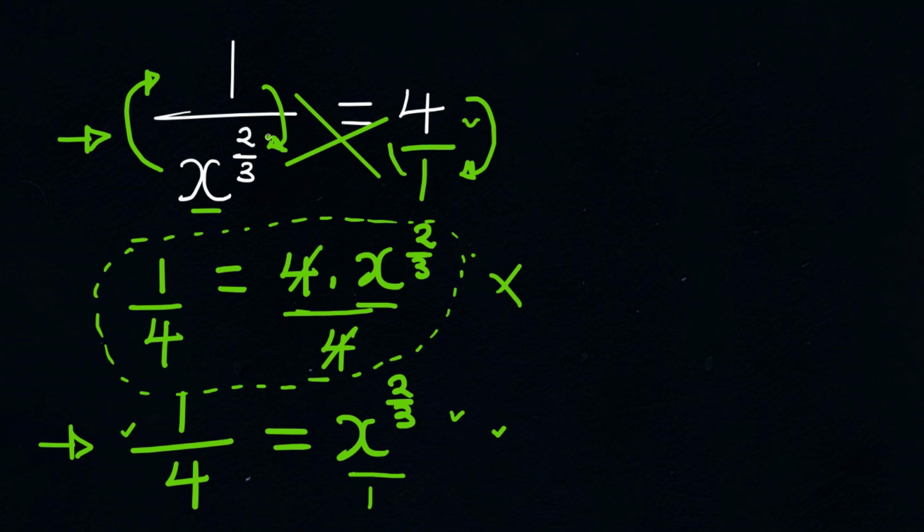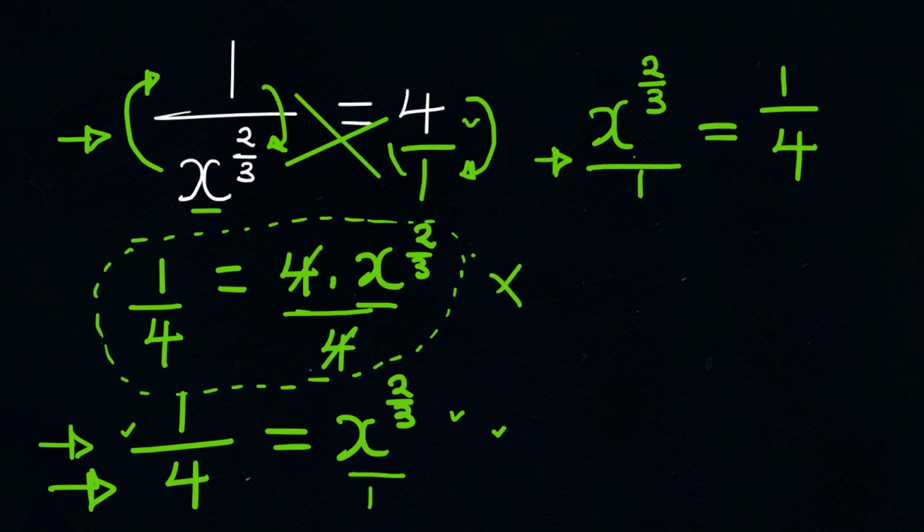So our expression was going to be x to the power 2 over 3 over 1, but we don't write over 1 because any number divided by 1 is that number, is equal to 1 over 4. If you look at this step and also this step, they are the same thing. So in this step, I want to get rid of this exponent so that I can be left with just x on the left hand side, on the right hand side.